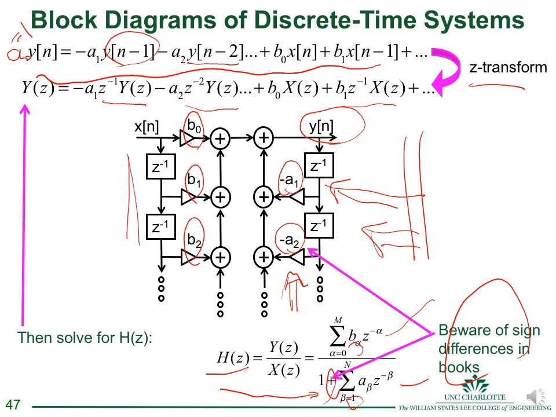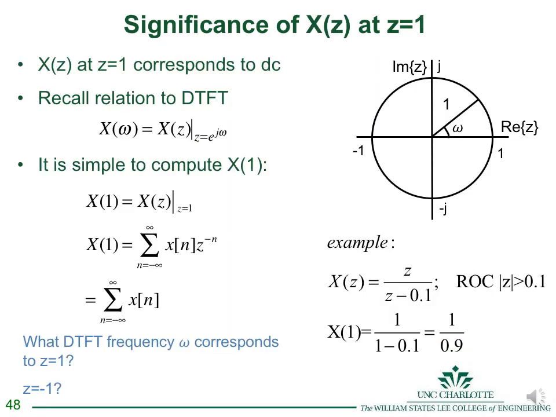Comment on X of z, which you had mentioned a little earlier. If we recall, the discrete time Fourier transform corresponds to X of z on the unit circle, where the angle of that point on the unit circle is the discrete time frequency. And so the point where omega equals 0 corresponds to z equals 1. Of course, that's the DC response of the system. It's very simple to calculate.